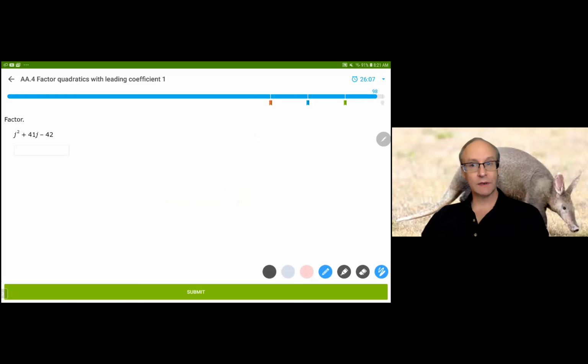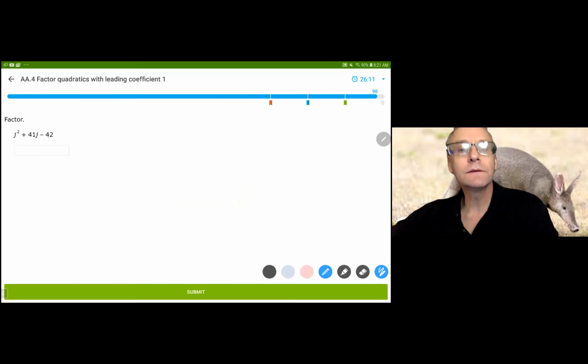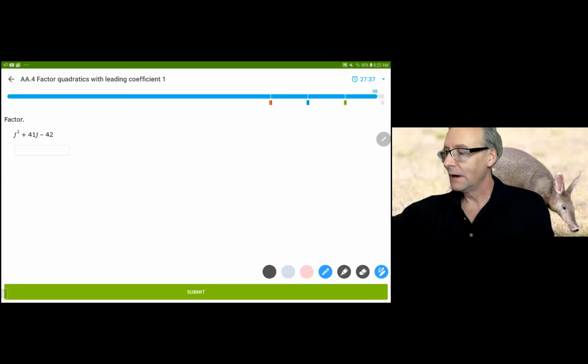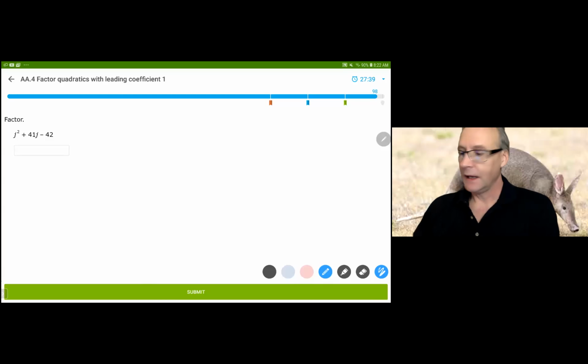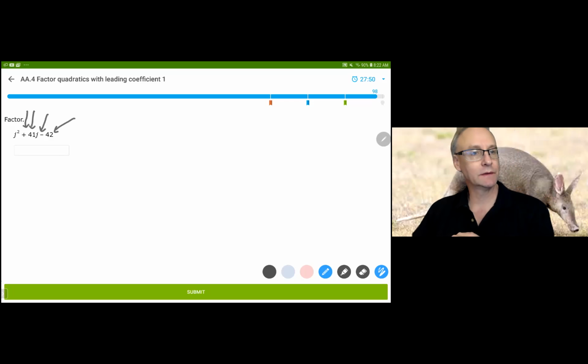42 with a 41 in the middle. Notice, and hang on guys, sorry. I need to pause for just a minute. All right, we've got a product of 42. I'm going to hit the submit. A difference of 41, and the sign of the larger is positive.